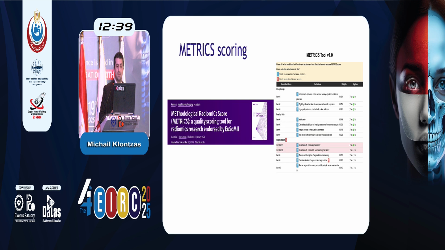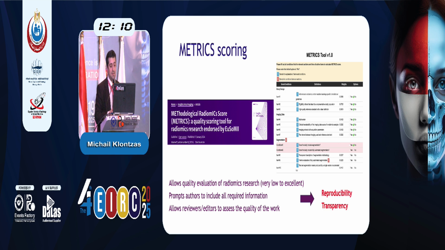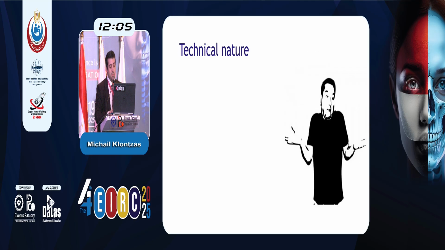So to evaluate the reporting quality of these studies, we have developed with the European Society of Medical Imaging Informatics what we call the METRICS score, where you can go online and decide, based on the information you find in the paper, the quality of reporting, and you can classify papers from very low quality to excellent quality. You can also help authors include all the required information and help reviewers and editors assess the quality of the work. And at the end of the day, this increases reproducibility and transparency. The other problem is the technical nature of the method.